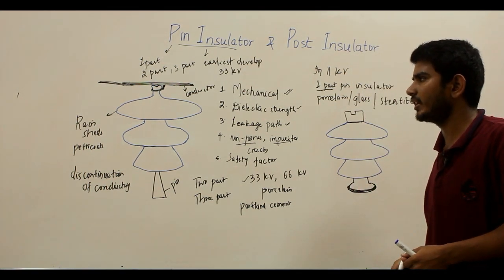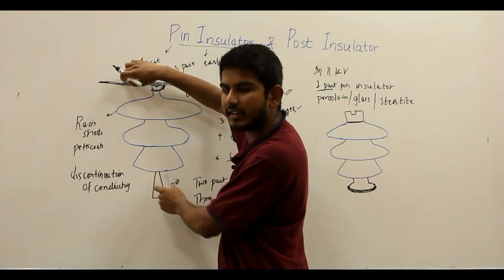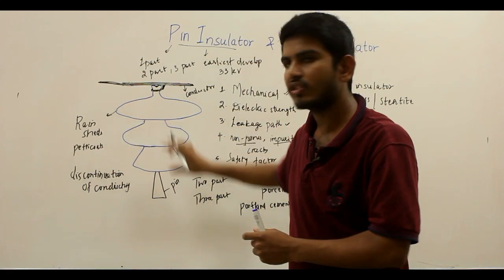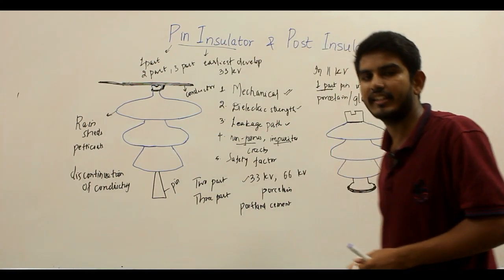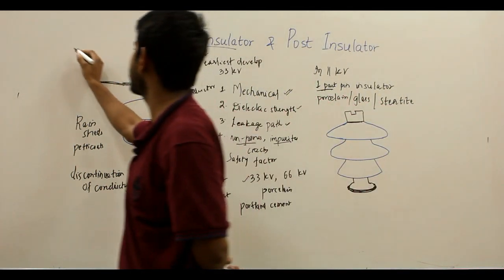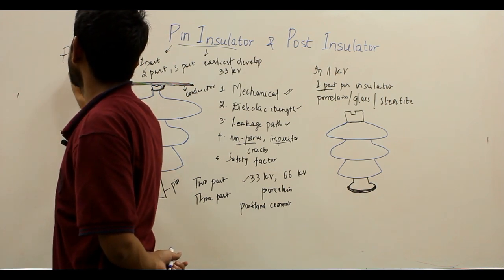is nothing but your flashover distance. Once again, I am repeating: the shortest distance between the live conductor and the pin which is at earth potential, along the surrounding of the insulator body, along which the electric discharge can take place through air, is nothing but your flashover distance.